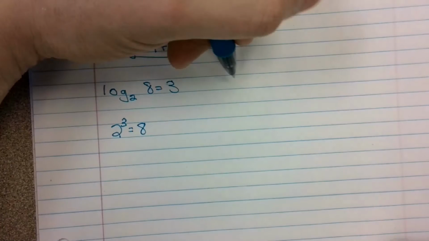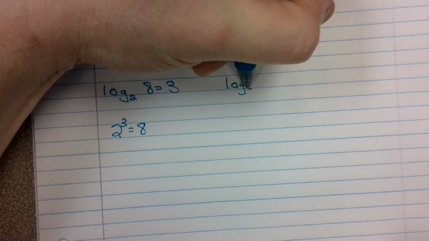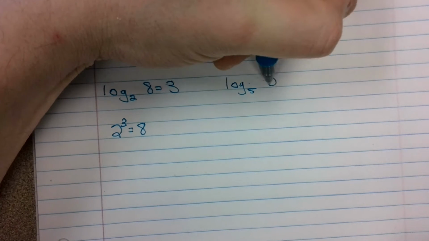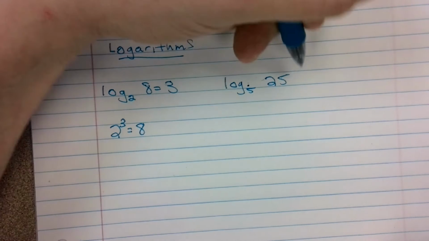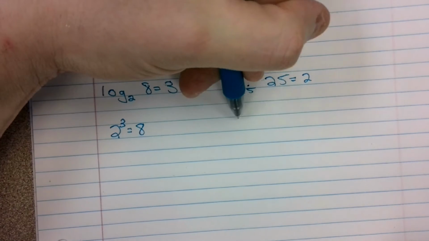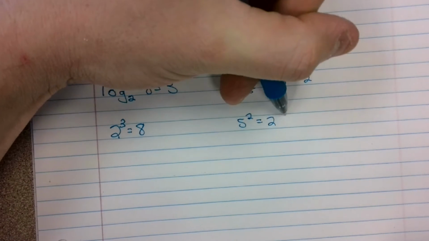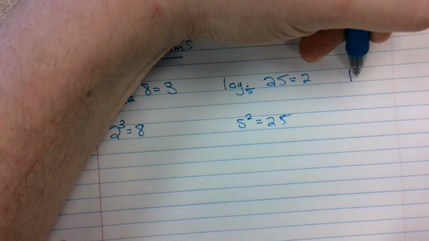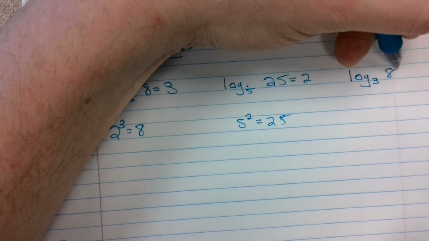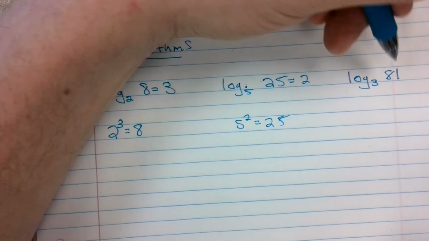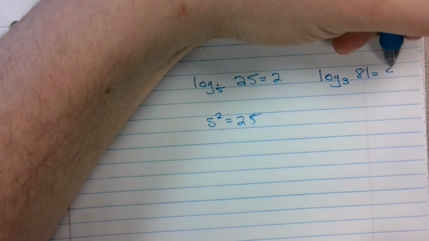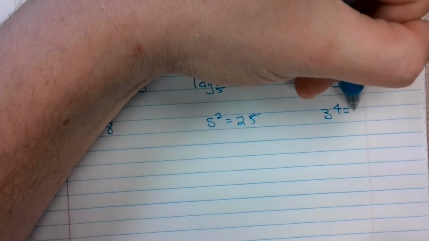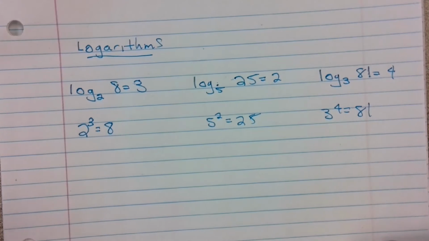Continuing on that, if I say the logarithm in base 5 of 25, we're asking 5 to what power equals 25? And that obviously is 2. 5 squared equals 25. And then similarly, logarithm in base 3 of 81. We're saying 3 to what power equals 81? And if you're not sure, just start taking 3 to the first, 3 to the second, 3 to the third, 3 to the fourth. Oh, there we go. So 3 to the fourth equals 81. Okay? So that's all logarithms are.